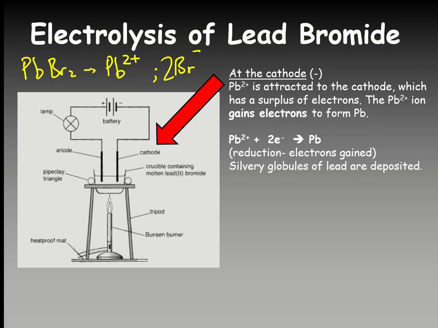Remember I said earlier in the slide that these always form their constituent elements, so the products are always going to be, in this case, lead and bromine, and that's really important for what's on the right-hand side of your arrow.